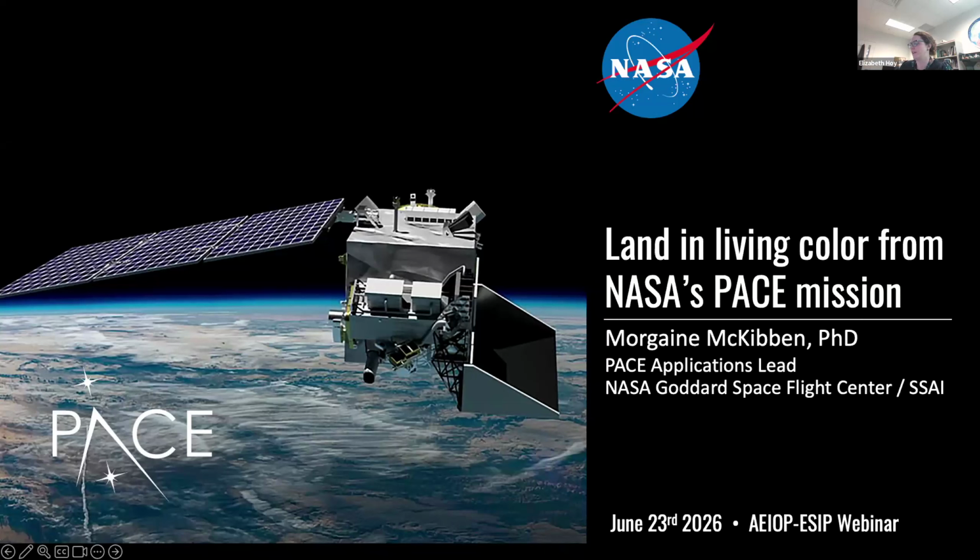three folks presenting, and we're going to start out with Morgaine McKibben. Morgaine has a background in coastal and estuarine biological oceanography with an emphasis on satellite oceanography, and she's currently in the Ocean Ecology Lab at NASA Goddard Space Flight Center and the PACE mission applications lead. She's going to start us off talking a little bit about PACE, and then we have two other speakers who are going to share a little bit more about PACE data and how you can use some PACE data for land observations. So I'll let Morgaine take it away.